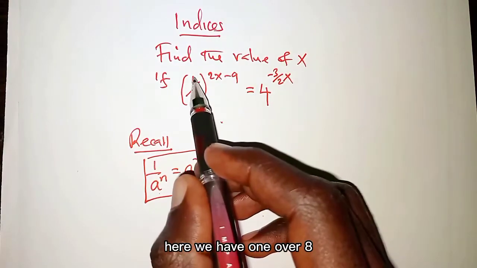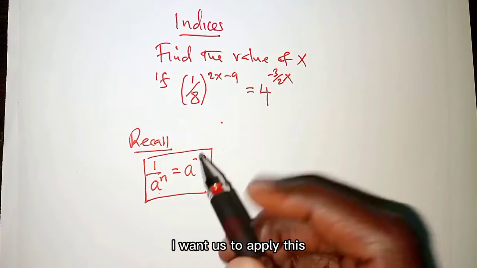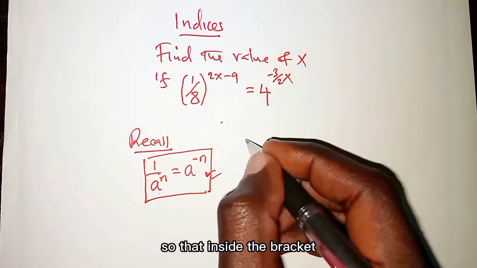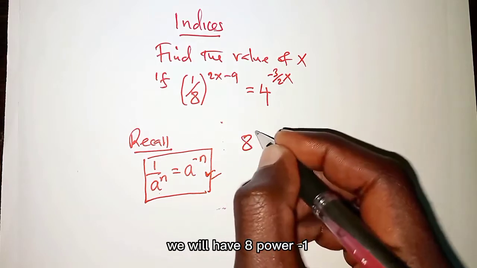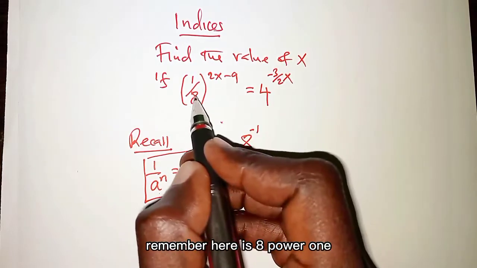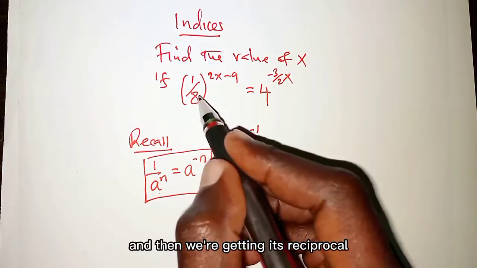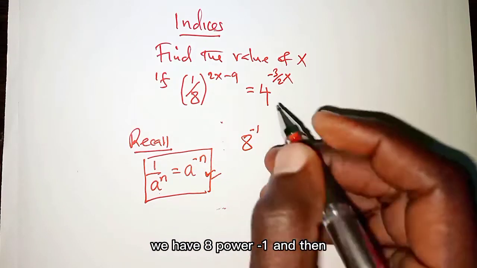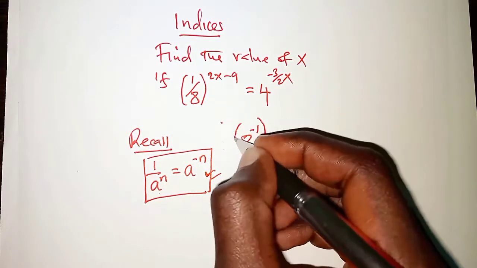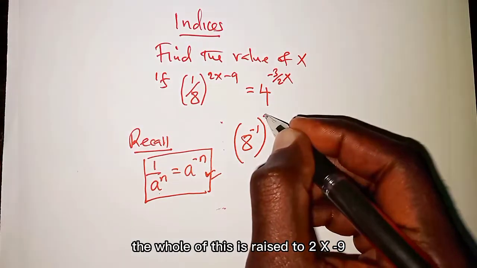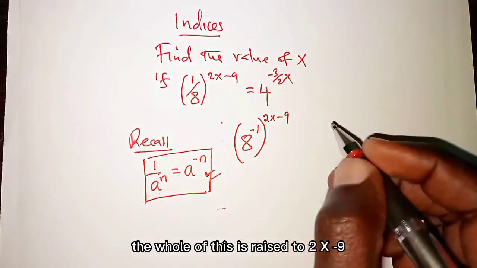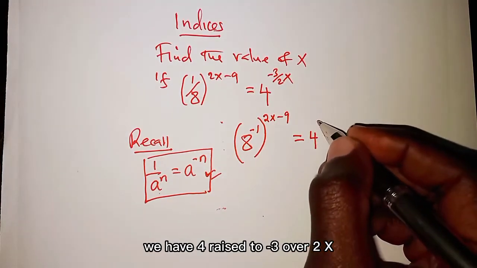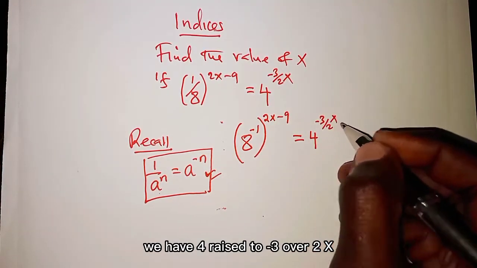So here we have 1 over 8. I want us to apply this so that inside the bracket we will have 8 power negative 1. Remember, here is 8 power 1, and then we are getting its reciprocal, so we have 8 power negative 1, and then the whole of this is raised to 2x minus 9. For the right hand side we have 4 raised to negative 3 over 2x.